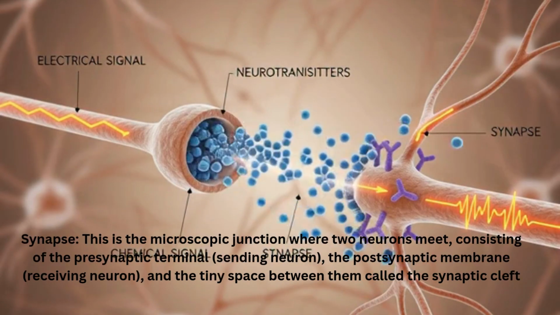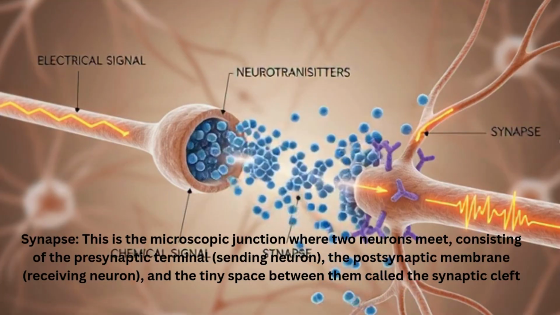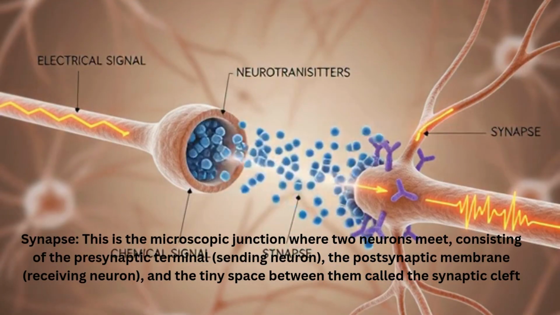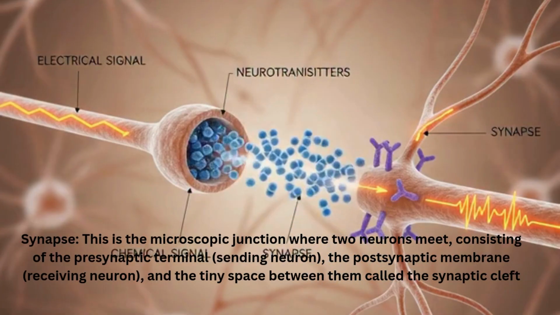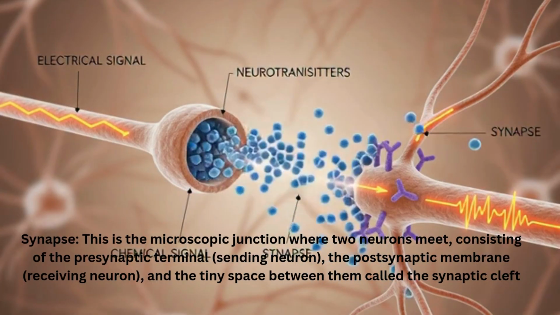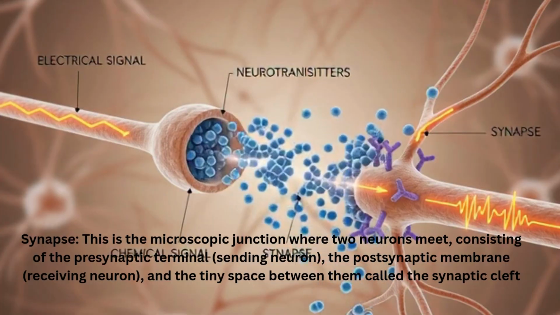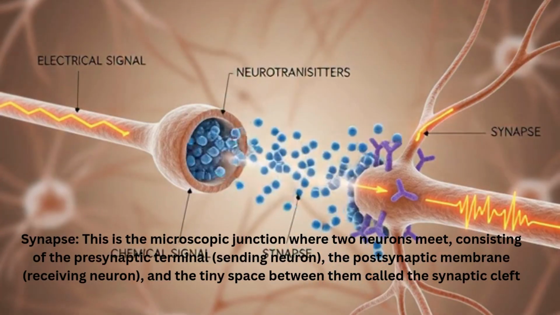between two neurons. Synapse. This is the microscopic junction where two neurons meet, consisting of the presynaptic terminal (sending neuron), the postsynaptic membrane (receiving neuron), and the tiny space between them called the synaptic cleft.